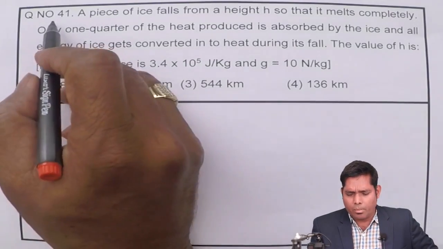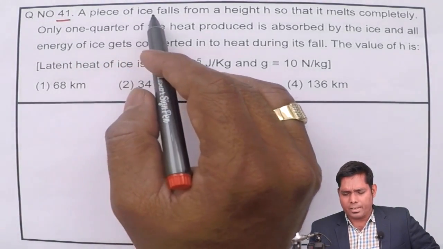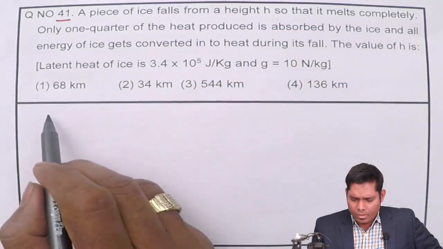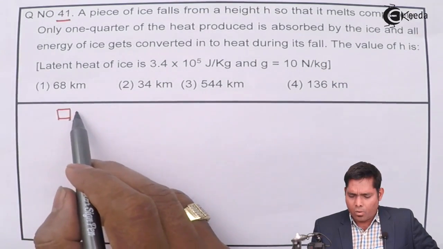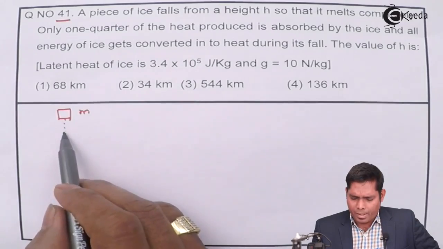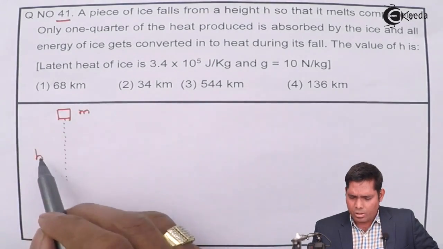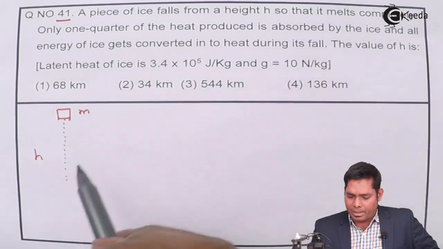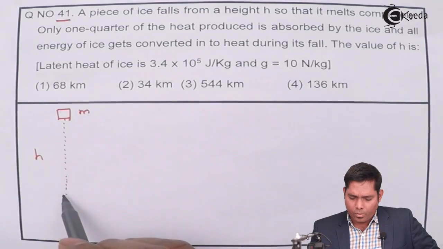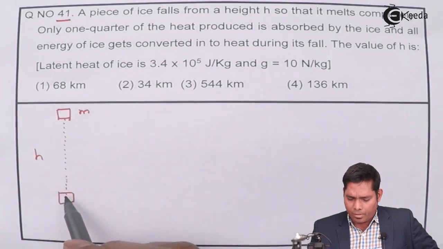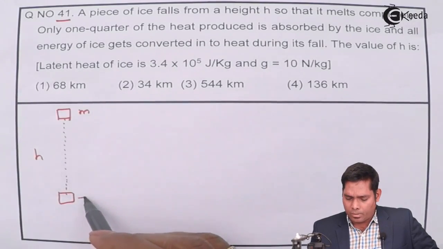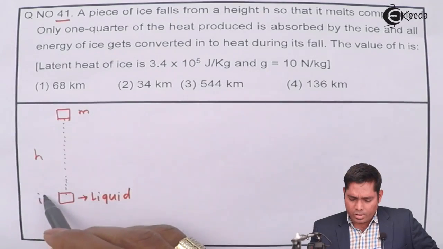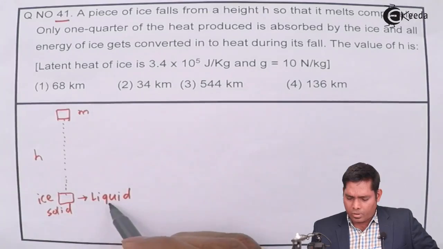Students, let us solve question number 41. A piece of ice falls from a height h so that it melts completely. Suppose this is a piece of ice of mass m that falls from a height h so that it melts completely. So it melts completely by falling that height and becomes liquid. This is ice, solid, which is converted into water, liquid.